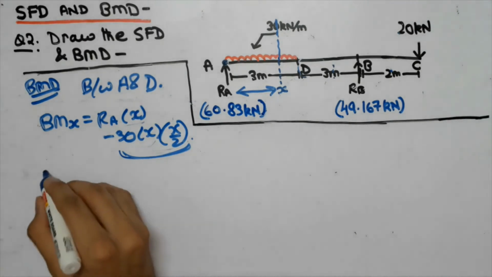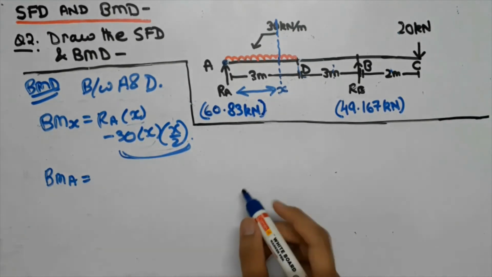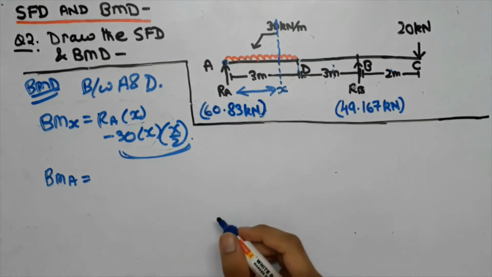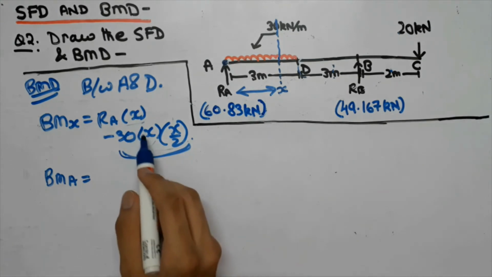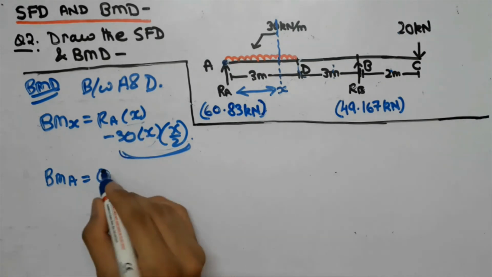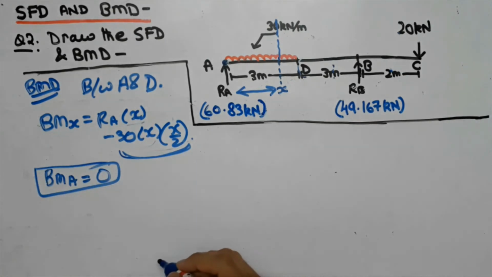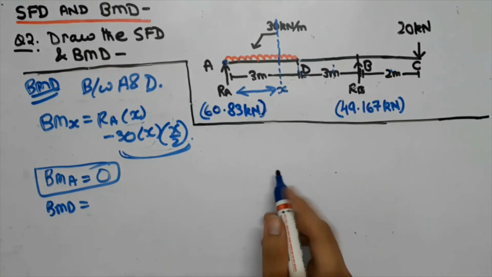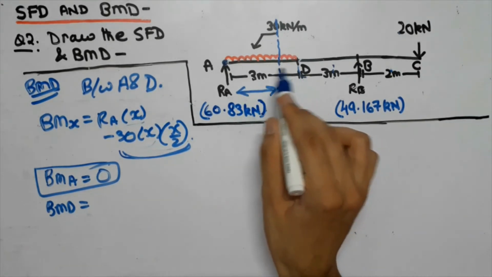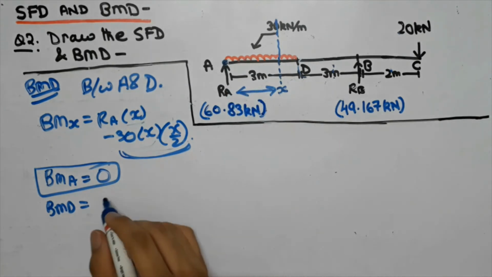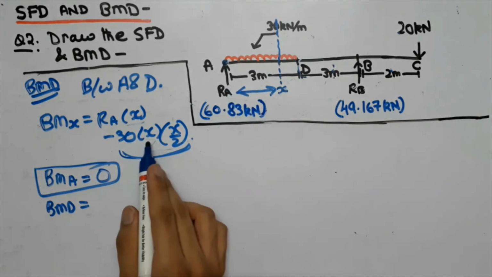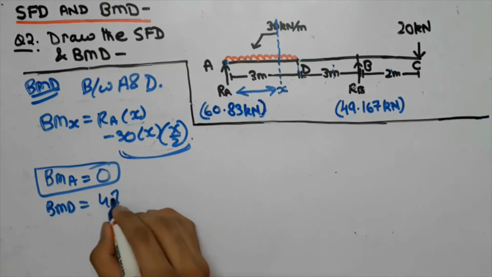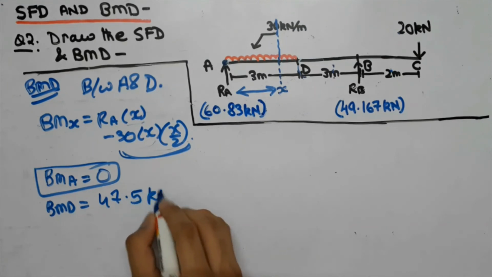Now we are going to find the value for BMA, that is the bending moment at point A. Now as we have considered A to be the origin, the value of x at point A will be 0. So on putting the value of x as 0 in this equation, you will get the bending moment at A to be 0. Now similarly, in order to find the bending moment at point D, we are going to put the value of x as 3 meters, as D is at a distance of 3 meters from point A. On putting 3 instead of x in this equation, you will get the value of bending moment at point D as 47.5 kilonewton meter.